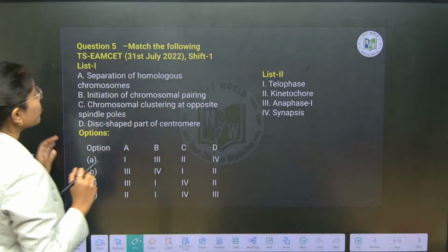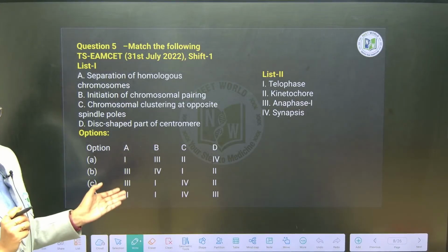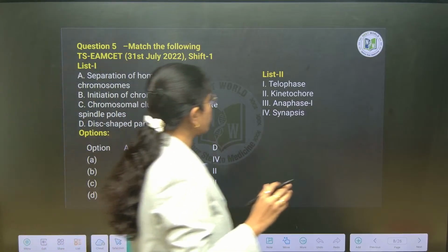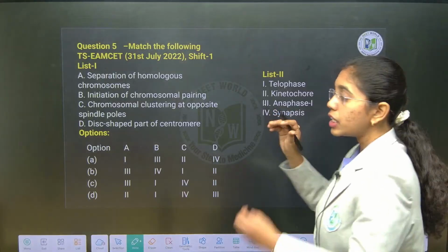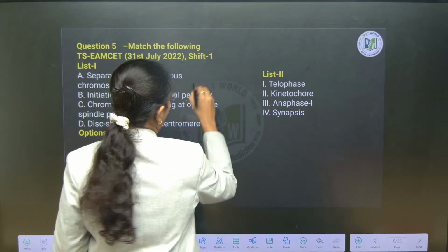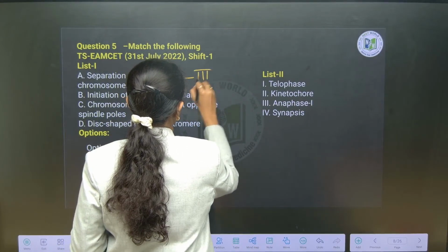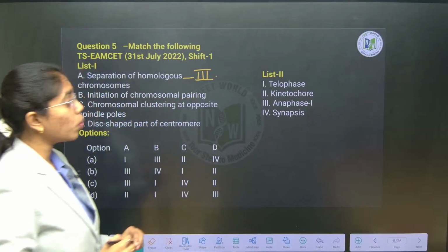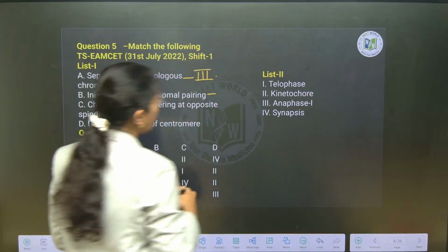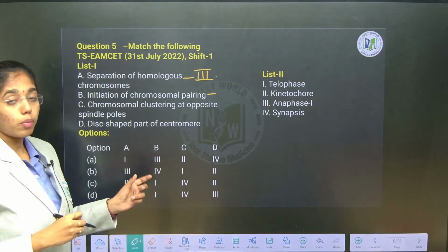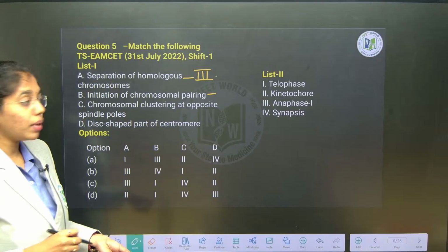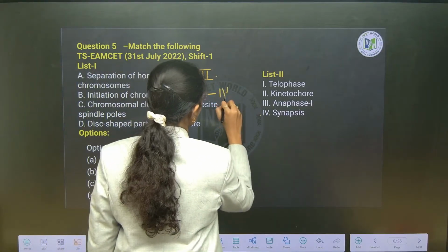So here, separation of homologous chromosomes, this happens in which phase? Anaphase 1, wherein the chromosomes move towards the opposite poles. This occurs in anaphase 1, which is option 3. Fine. Initiation of chromosomal pairing is nothing but formation of the synaptonemal complex, which is synapsis, option 4. Fine, right?